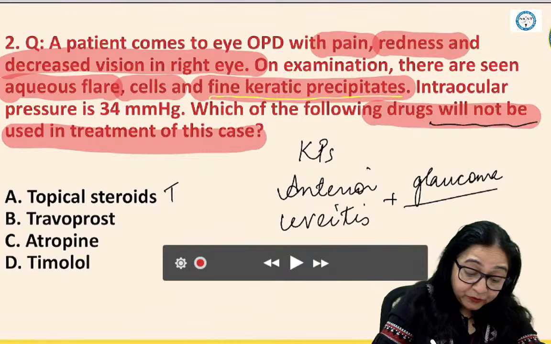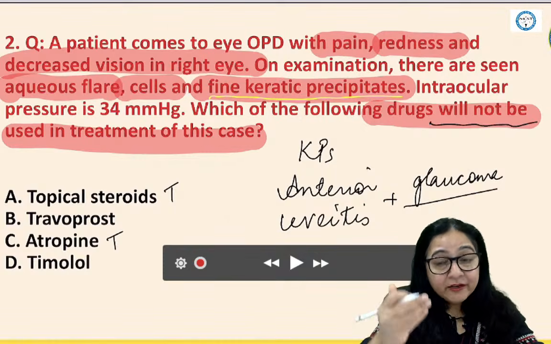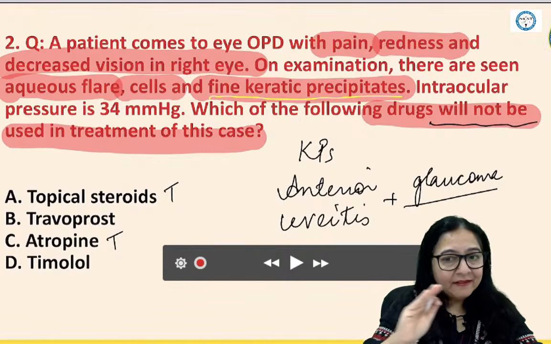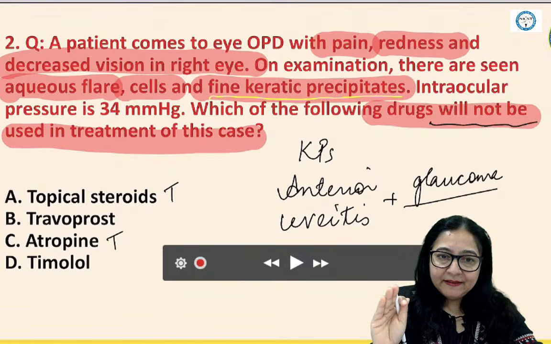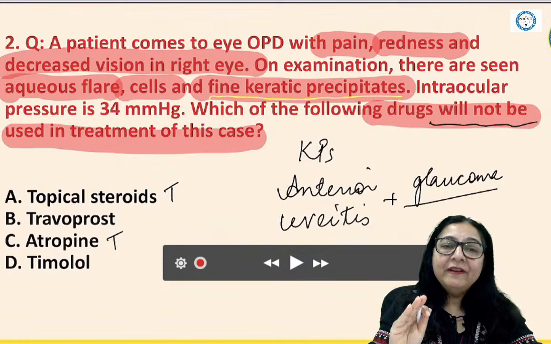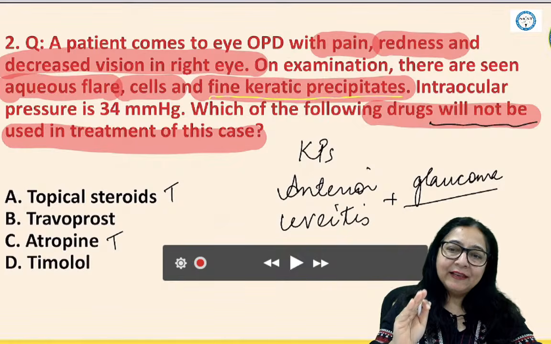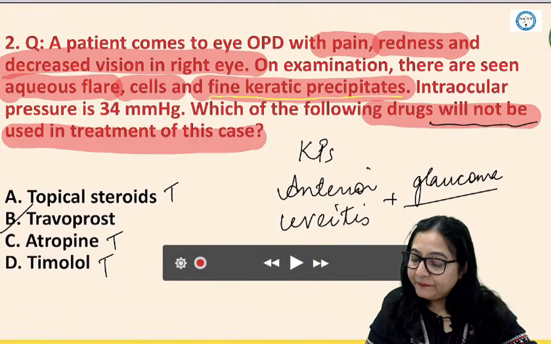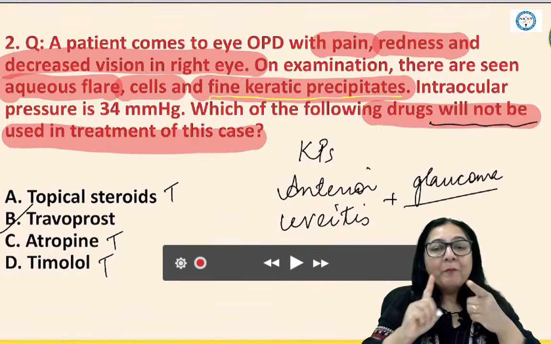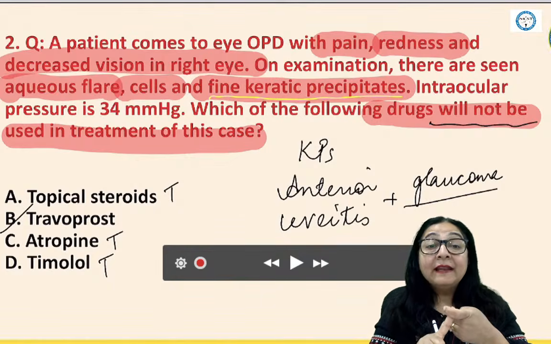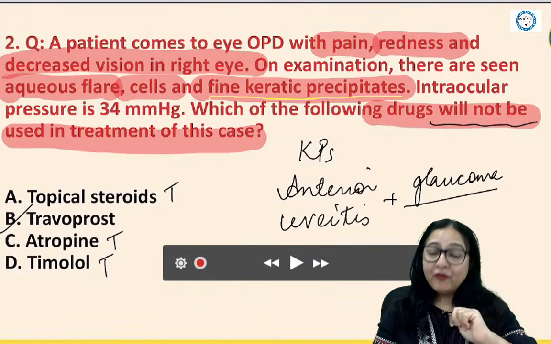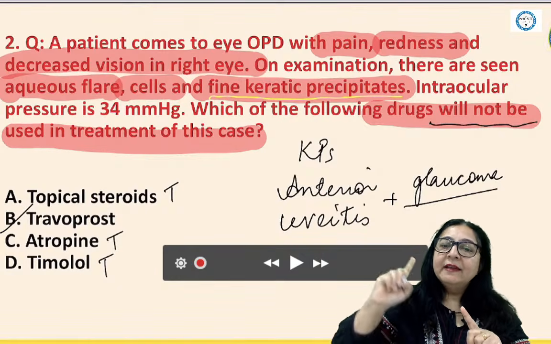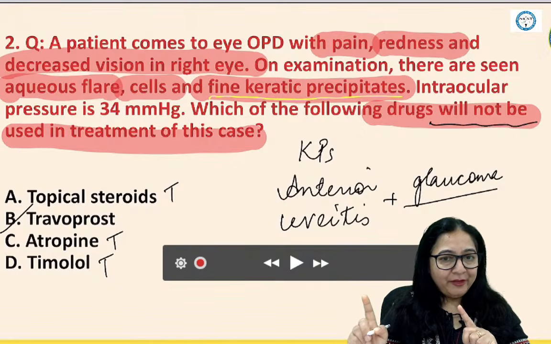Atropine, yes, it is used because that is a cycloplegic that will reduce inflammation, relieve ciliary spasm. Timolol, a beta blocker, does not have any side effect of increasing the inflammation, so that can be safely used when there is high pressure in a case of glaucoma. So your answer is travoprost, beta, B. Okay, right? So pilocarpine and prostaglandin analogs are two anti-glaucoma drugs which we are going to avoid if there is high pressure in the presence of inflammation.